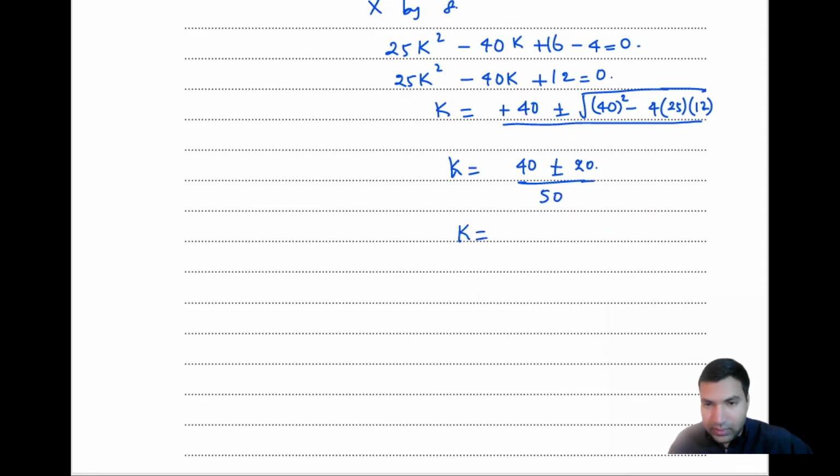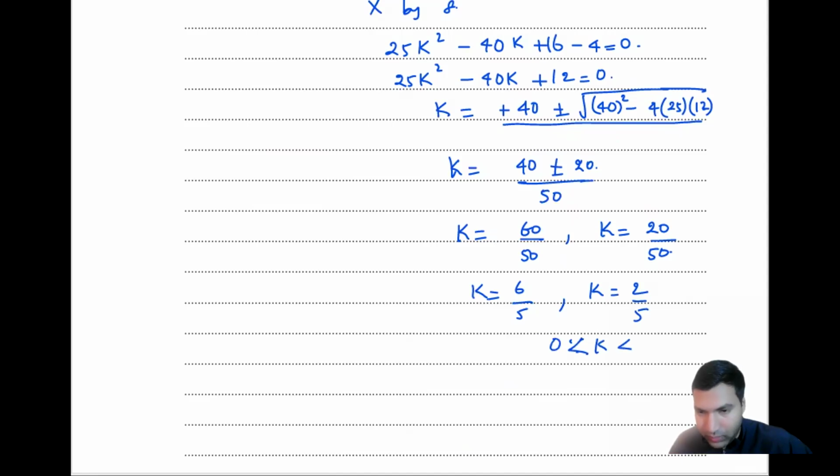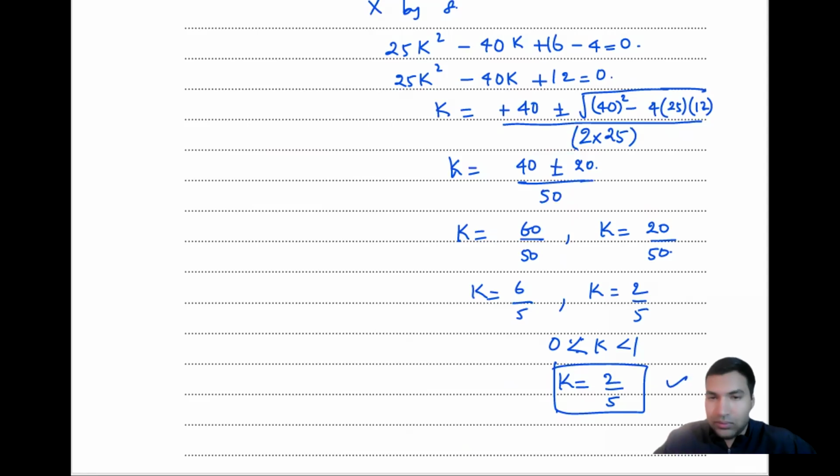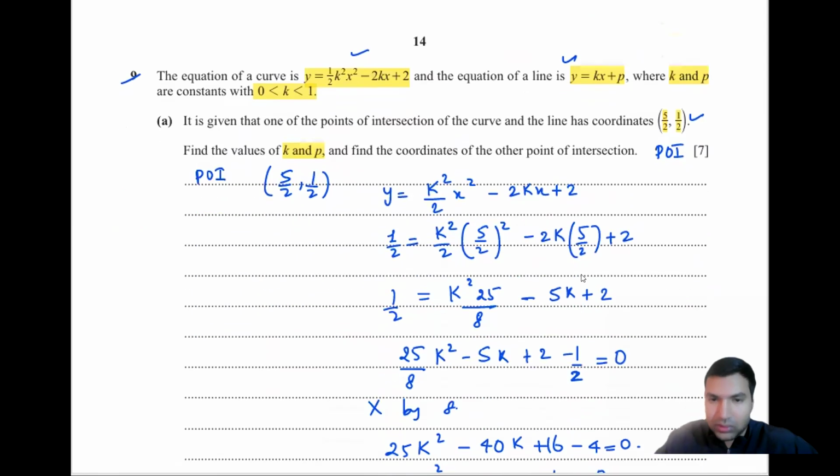Getting it? So you get k is equal to 60 over 50, and k is equal to 20 over 50, isn't it? So clearly this becomes k equal to 6 by 5, and we get k equal to 2 by 5. Now it's given that k lies between 0 to 1, and therefore k is equal to 2 by 5 is my answer. Got it? My mistake here, divided by 2a, I did 50. This was 2 times 25. So k, its range is 0 to 1. So that's how we have to do this.